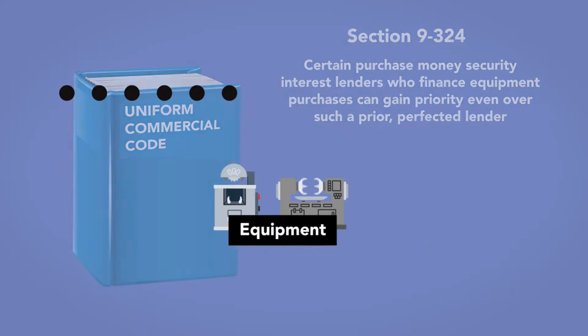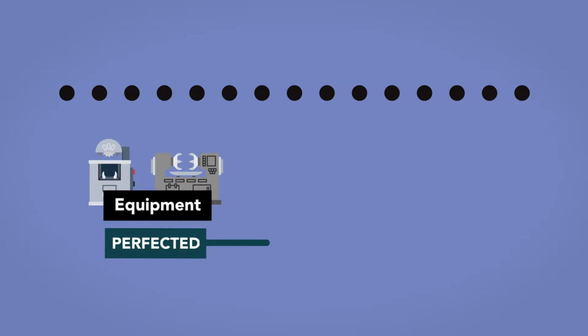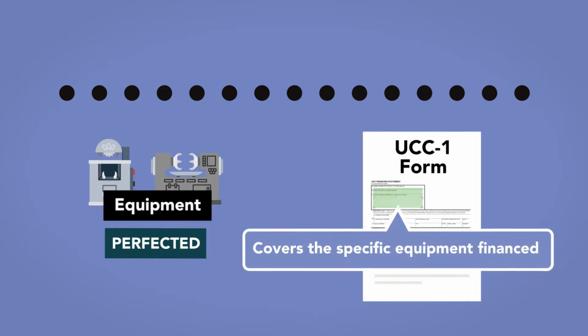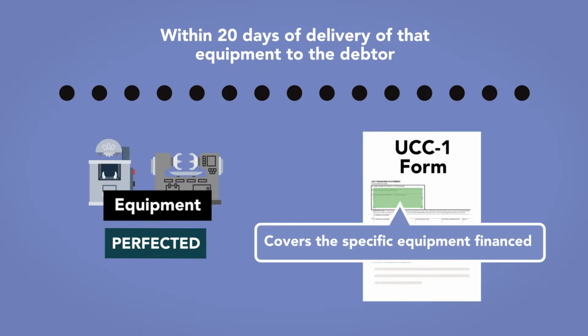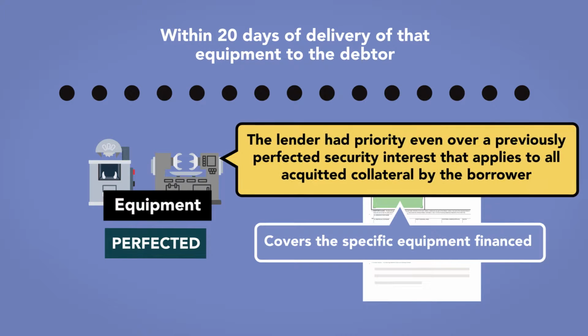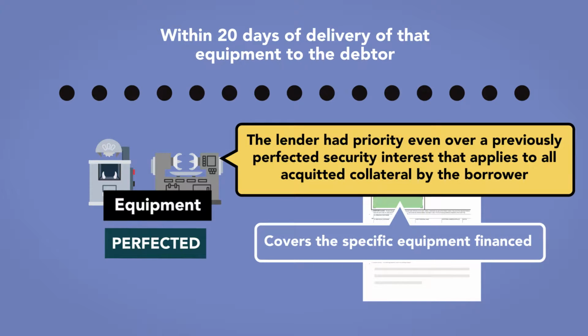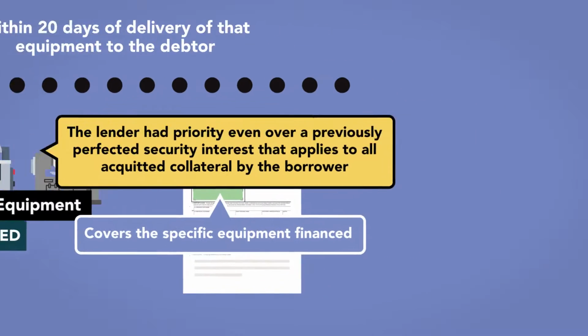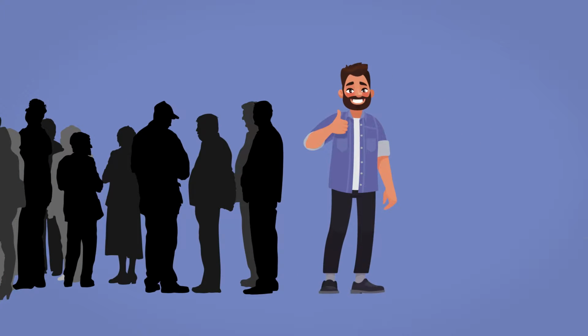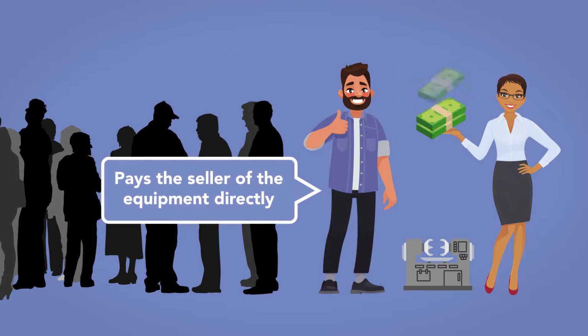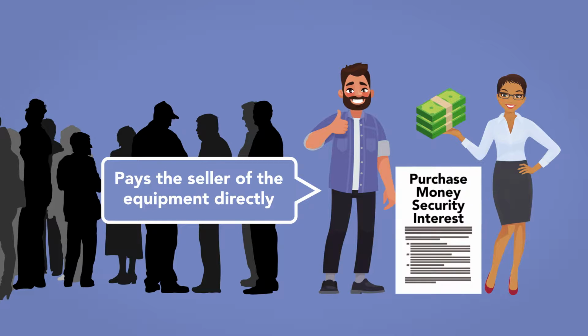If the purchase money security interest lender perfects by filing a UCC-1 that covers the specific equipment financed within 20 days of delivery of that equipment to the debtor, the lender has priority even over a previously perfected security interest that applies to all acquired collateral by the borrower. Because this opportunity to jump ahead is so valuable, the purchase money lender should ensure that it pays the seller of the equipment directly so that the transaction truly qualifies as a purchase money security interest.